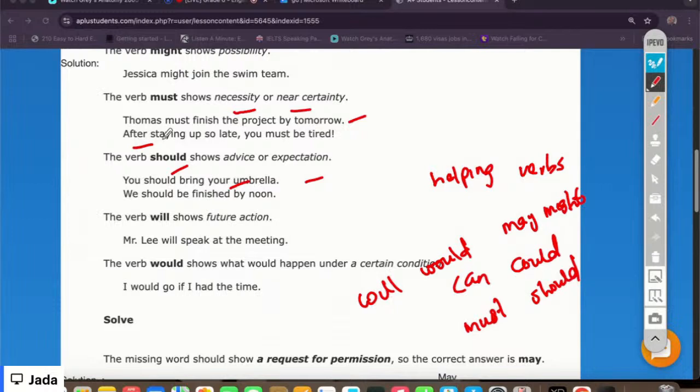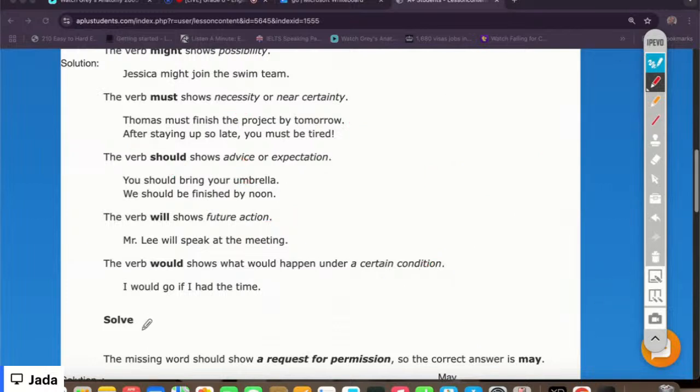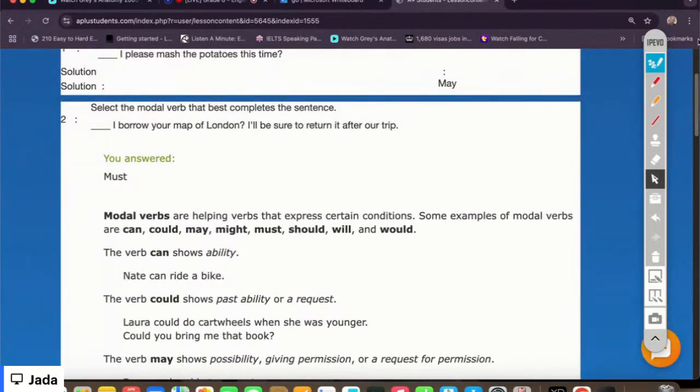Then the verb should shows advice or expectation. You should bring your umbrella. We should be finished by noon. All right, the verb will shows future actions, something that will happen in the future. Mr. Lee will speak at the meeting. And would shows what would happen under a certain condition. So it tells us that this will happen depending on the situation. I would go if I had the time. So all the modal verbs have different ways that we use them. We just have to be careful while using them.